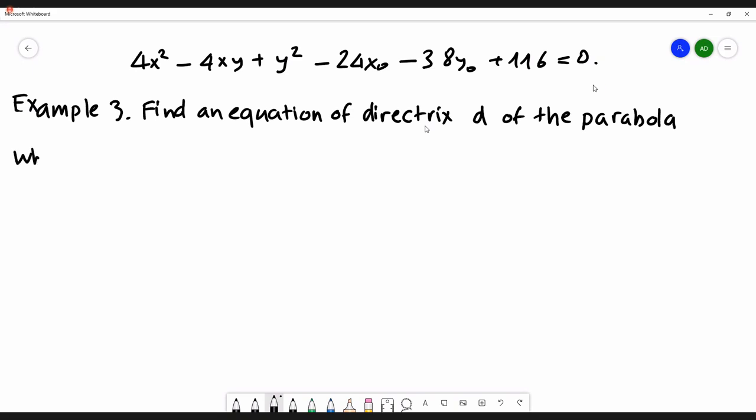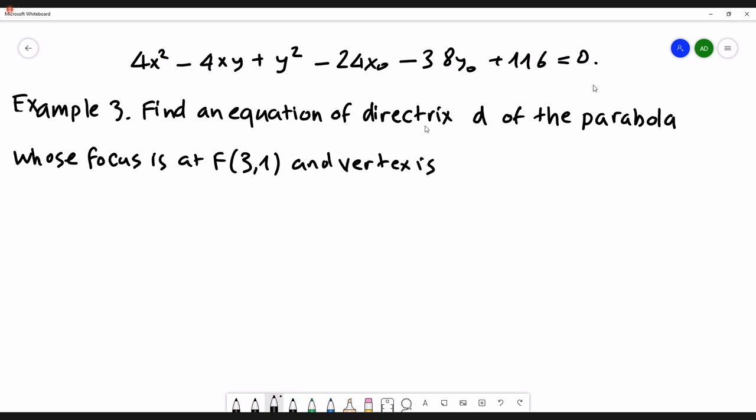whose, now what are we given? We are given the focus of the parabola. It is at F(3, 1) and the vertex is at (7, 3). So we are given a focus and vertex. Now, what do we know about the parabola?